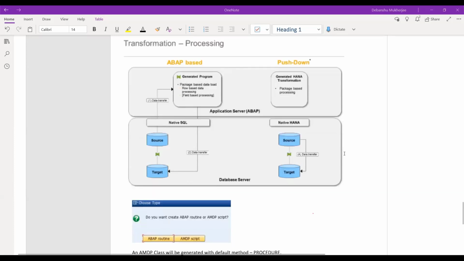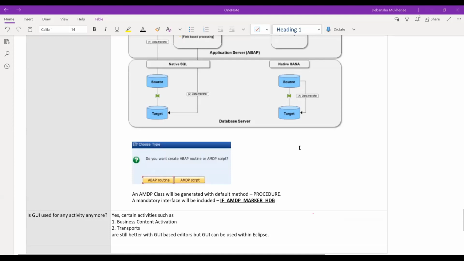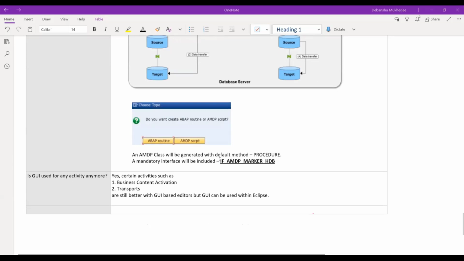So the moment you create an expert routine or end routine or start routine, it will ask you, do you want to create ABAP or do you want to create AMDP? The moment you click AMDP, you will write the HANA database procedure compatible code. A class is already generated for you, a method is generated for you, you just have to write the code inside that. Again, we will do all this as part of our training. We are going to enhance that transformation with routines, and there I'll show you the format of AMDP. This is one of the interfaces which gets generated and added, AMDP marker HDB, one of the most important interfaces if you want to use AMDP.